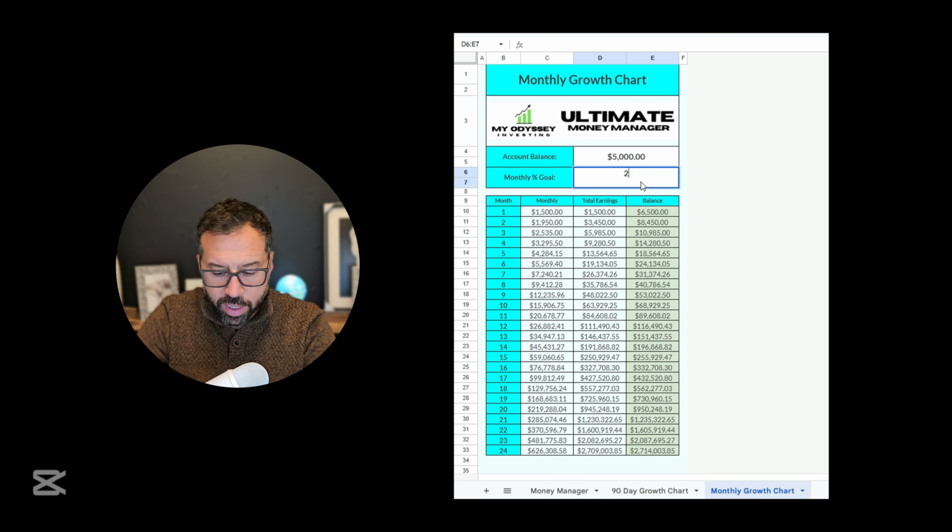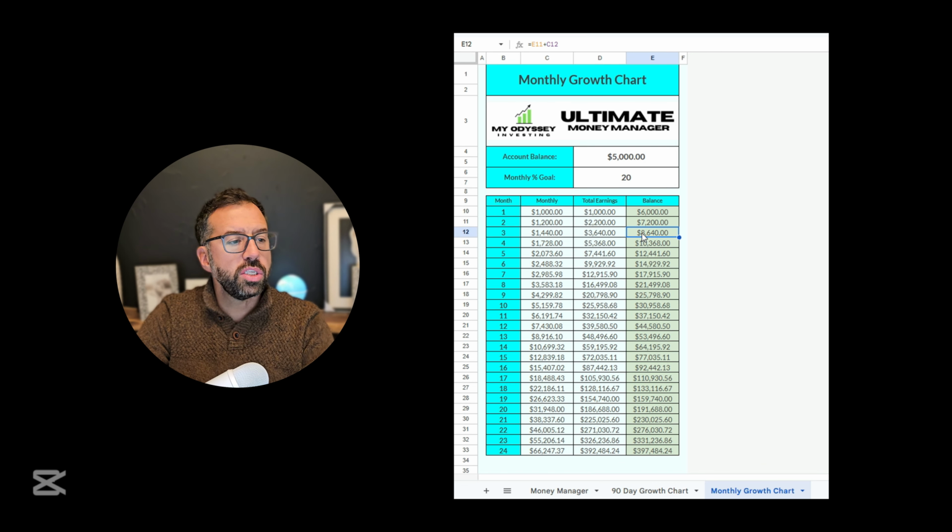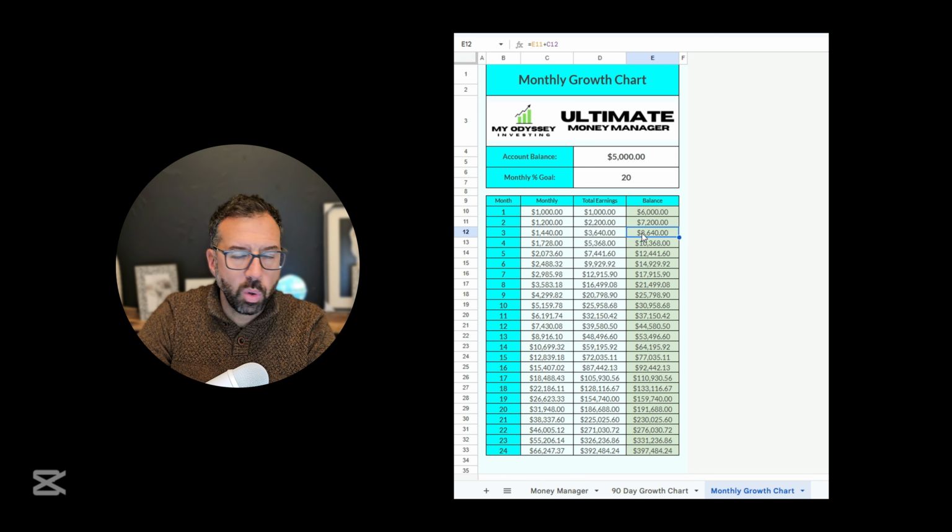What if we change this to 20%? What if we were just trying to modestly get there? 1% a day, 5 days a week, 20 days a month. By month 6, you are making $24.88 a month. I guess I should have used that category. Just your total earnings. By month 10, we're at 5,000. By month 12, you're at 7,000.